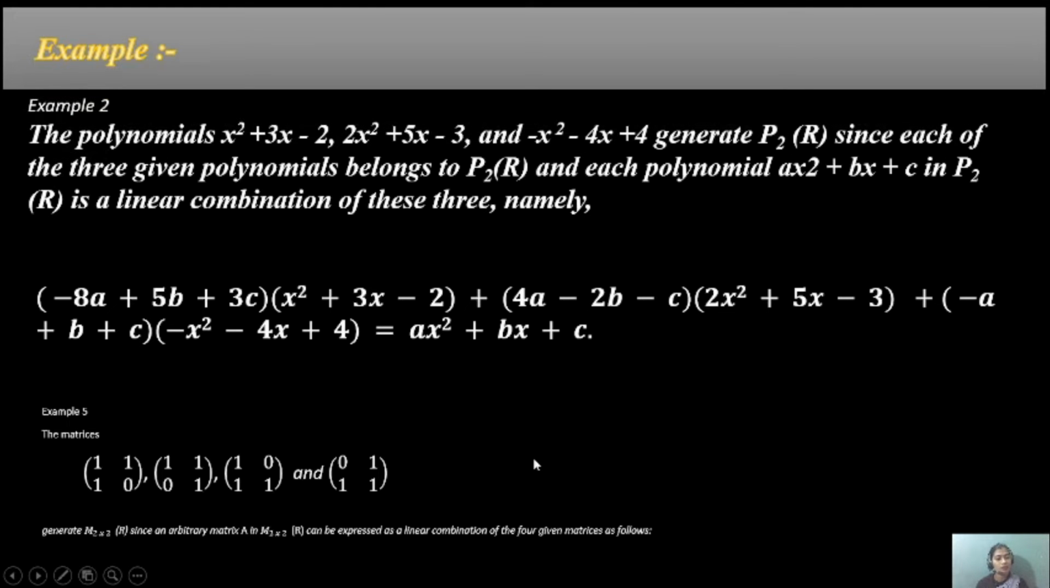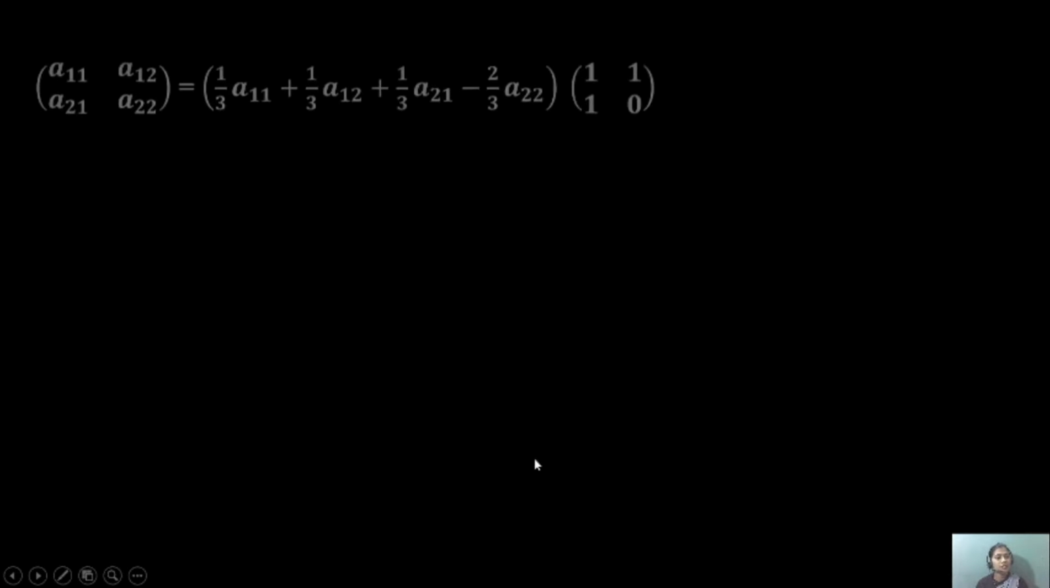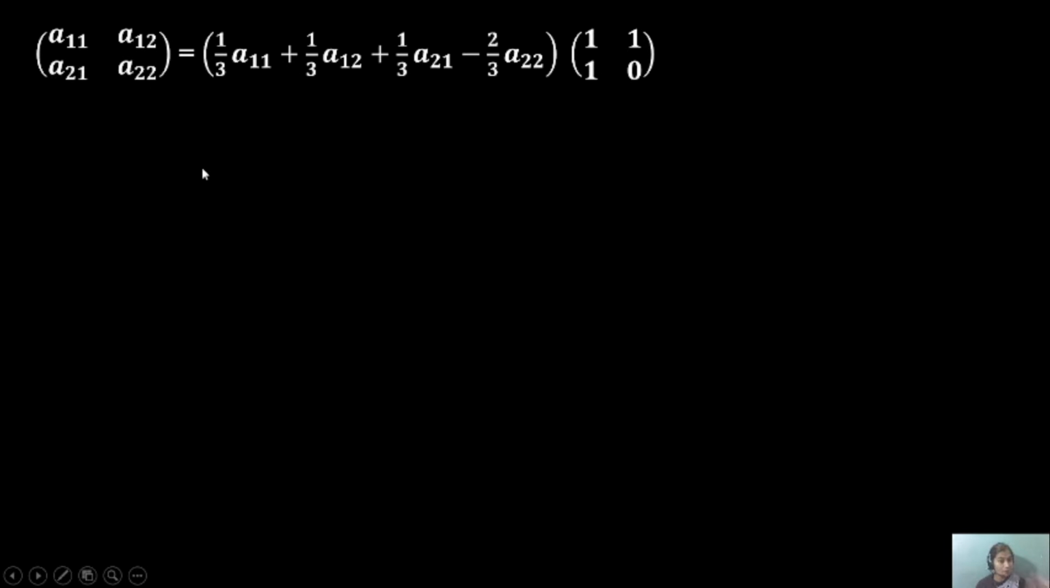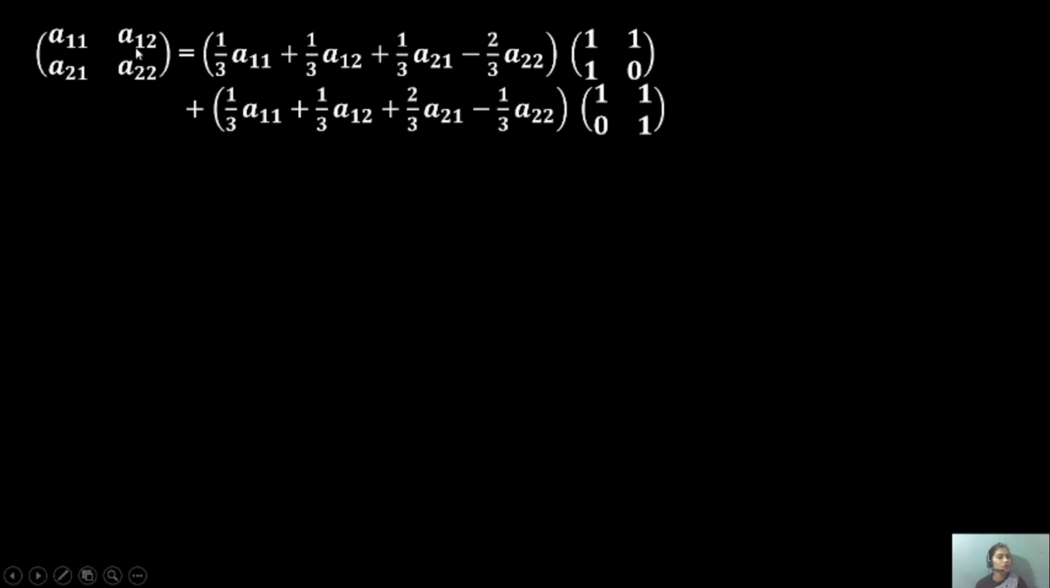Then the matrix with entries a11, a12, a21 and a22 is generated by combining these equations. The coefficient is 1/3 a11 + 1/3 a12 + 1/3 a21 - 2/3 a22, multiplying the matrix (1 1; 1 0), plus the second coefficient, 1/3 a11 + 1/3 a12 + 2/3 a21 - 1/3 a22.